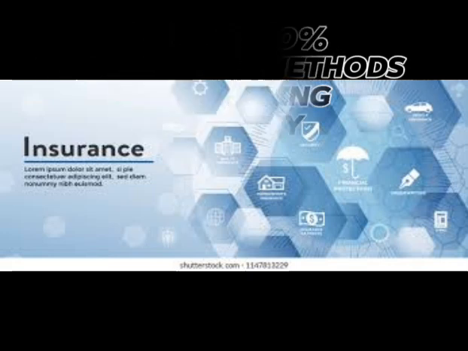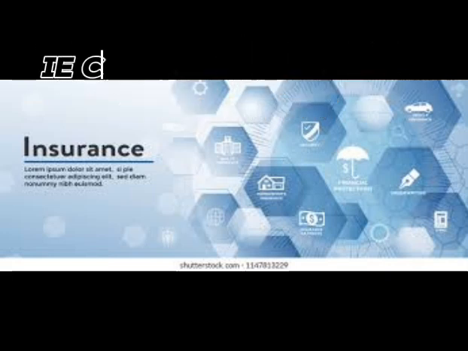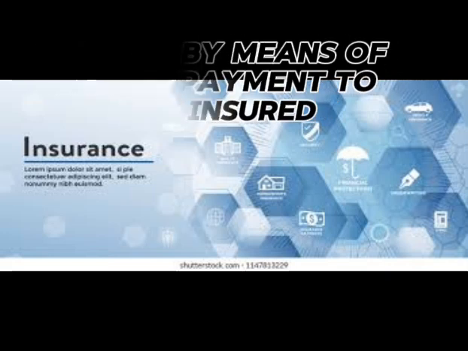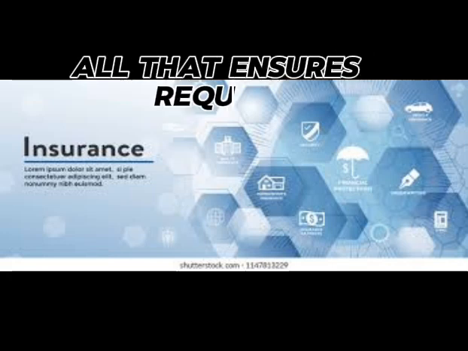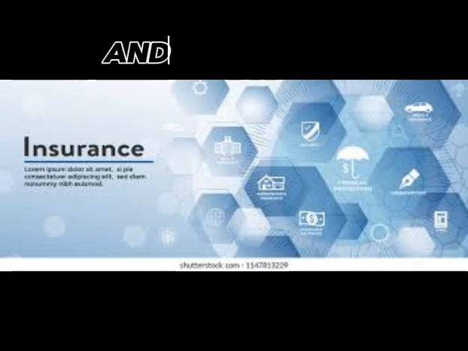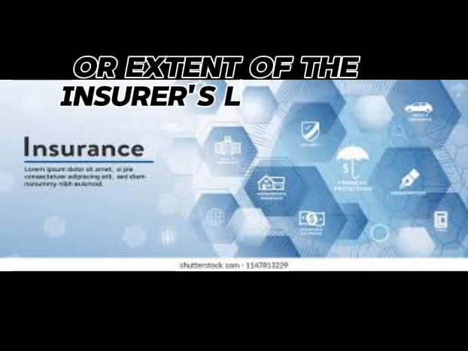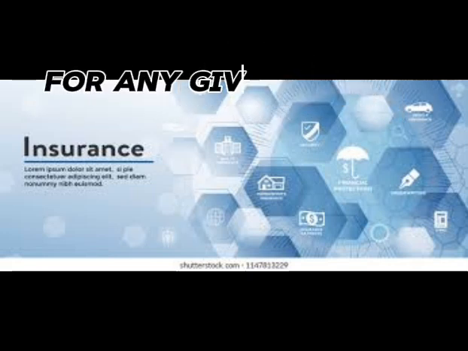Methods of providing indemnity. There are four basic methods of providing an indemnity. I. Cash. Many claims are settled by means of a cash payment to the insured. All that insurers require is reasonable proof of the cause and extent of the loss, and the cash payment is the measure of indemnity, or extent of the insurer's liability for any given loss.